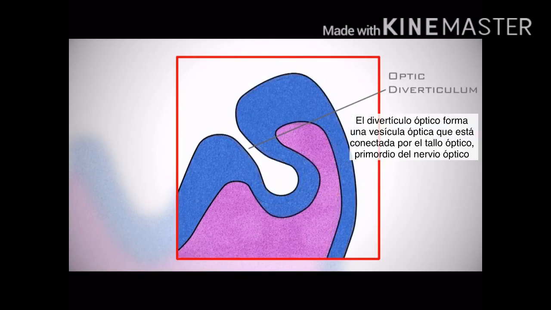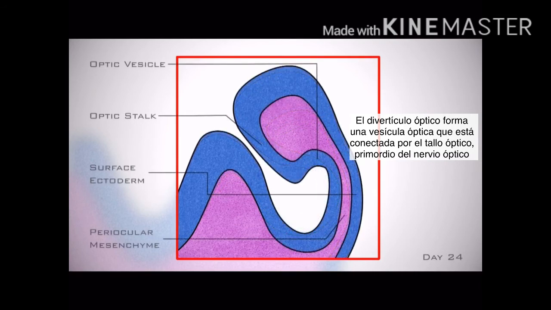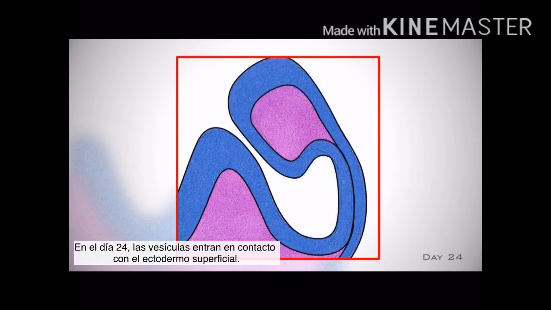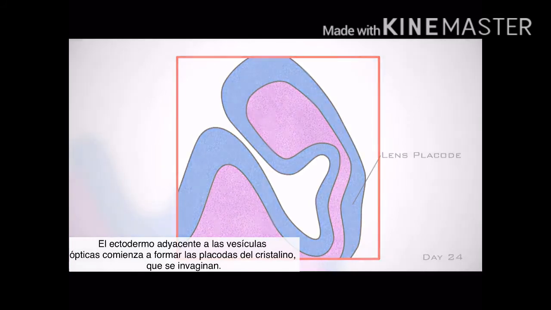The optic diverticula dilate to form the optic vesicles, which are connected by the optic stalk, primordium of the optic nerve, to the developing brain. At day 24, the vesicles come into contact with the surface ectoderm. The ectoderm adjacent to the optic vesicles thickens to form the lens placodes, which invaginate and sink in a lens pit below the surface of the ectoderm.